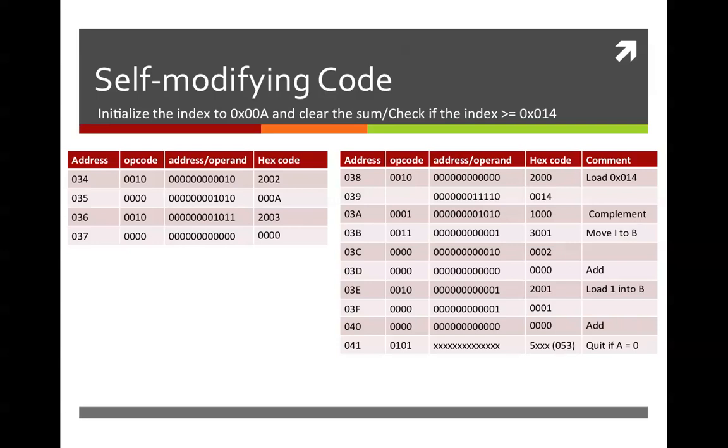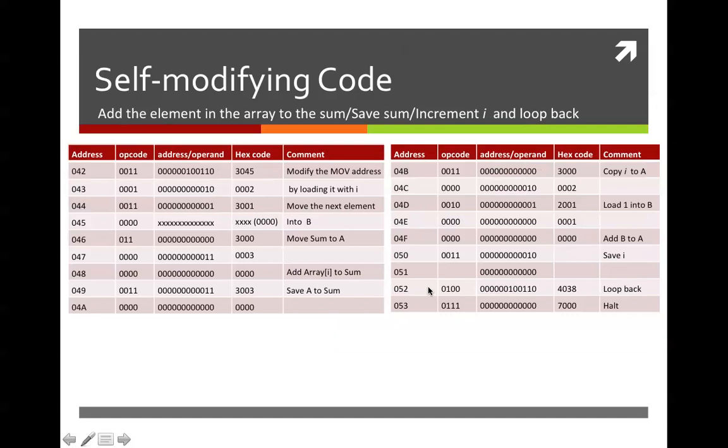Now once we get past this point, we enter the loop itself. In the loop, we begin by modifying. This is where the term self-modifying code comes from. We modify the location where the address of the move instruction is, that move instruction that's going to move the current element in the array into register B, and that happens to be location 45.